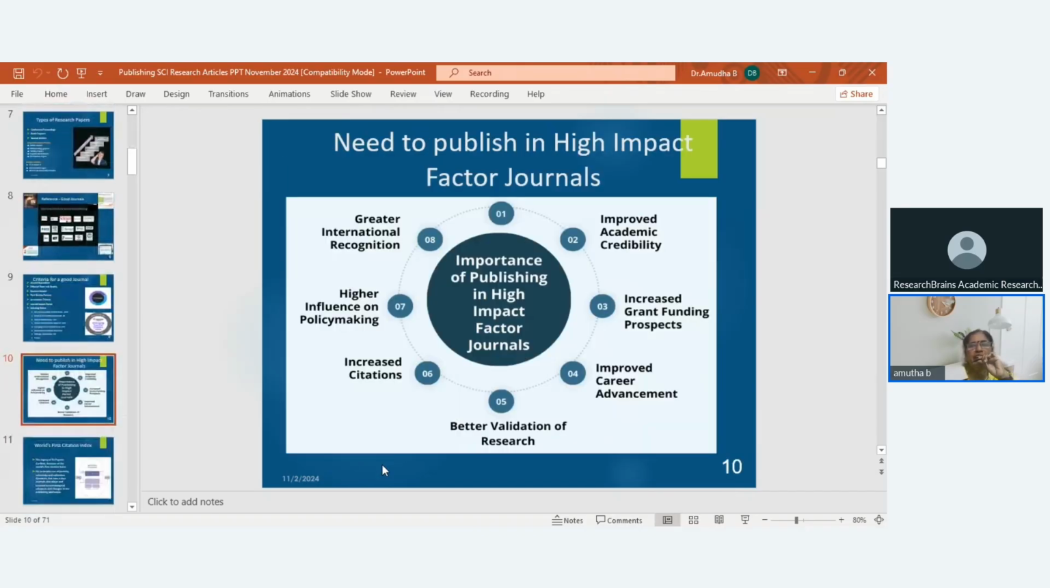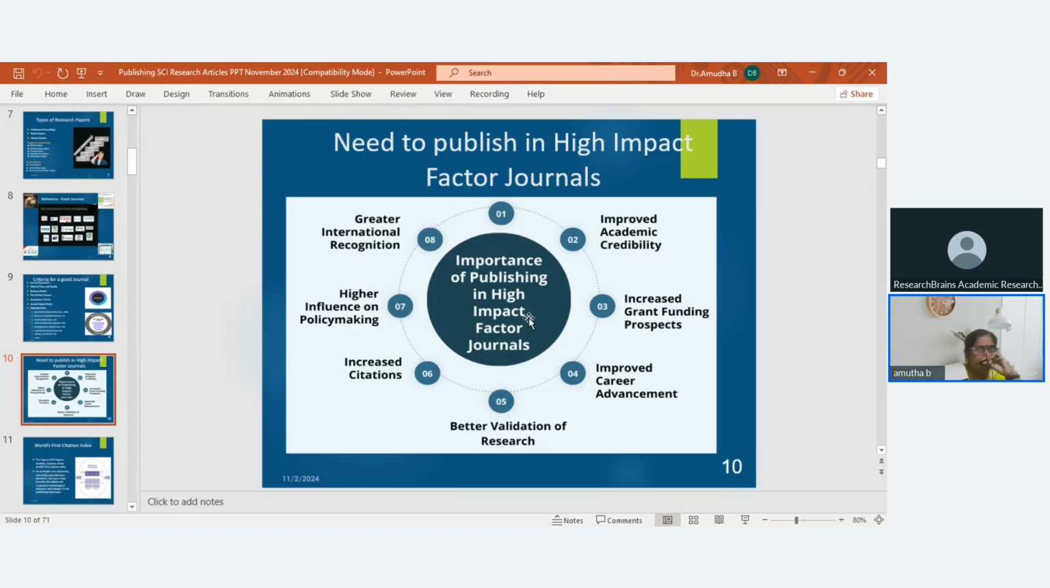I need to publish in a high impact factor journal. The impact factor value will be high, so that the journal will be a reputed journal. That's what we are saying. So the first point is the importance of publishing in a high impact factor journal: improved academic credibility, increased grant funding prospects, improved career advancement, better validation of research, increased citations, higher influence on policy making, greater international recognition. These are all the benefits of publishing in a high impact factor journal. Because of that, we are going for high impact factor journals.